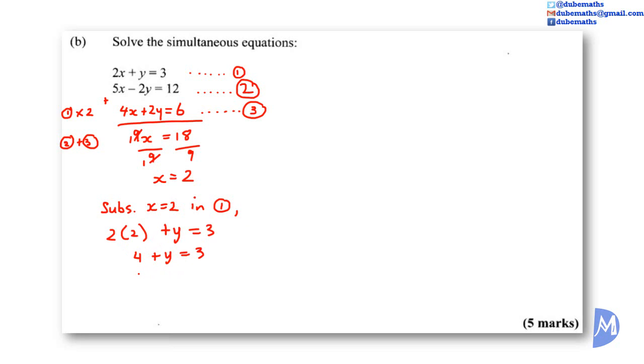Removing the 4 from the left hand side, we subtract 4 from both sides. Four subtract 4 is 0, so we remain with y. 3 subtract 4 is negative 1. The answer to this simultaneous equation is x is equal to 2, y is equal to negative 1.